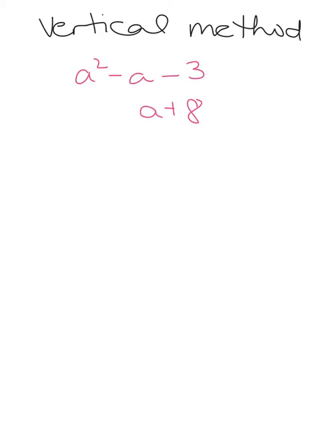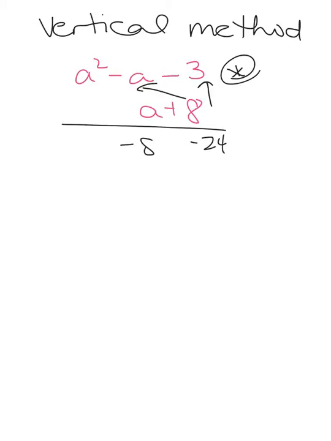Now I'm going to do the same problem using the vertical method. So when we're multiplying polynomials, I want to have the polynomial with the larger number of terms on top. Just makes things a little easier. So what I'm going to do now is I'm going to take my 8, and I'm going to multiply that by negative 3, which gives me negative 24. 8 times negative a gives me negative 8a. And then again, I'm going to take my 8 times, as you can see, by each term in my trinomial, which is on top, and that gives me 8a to the second.